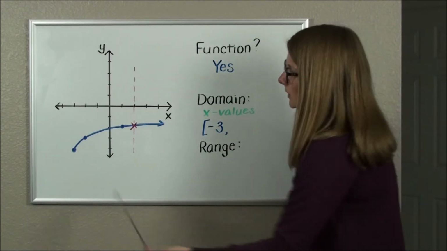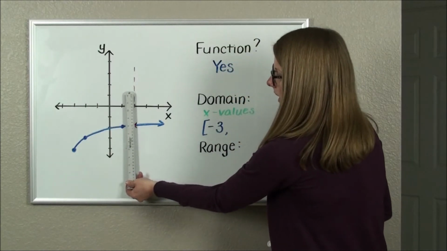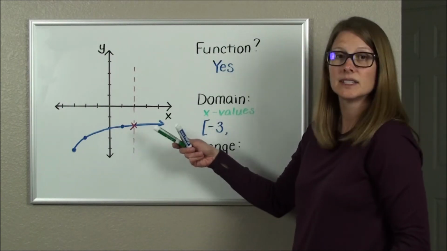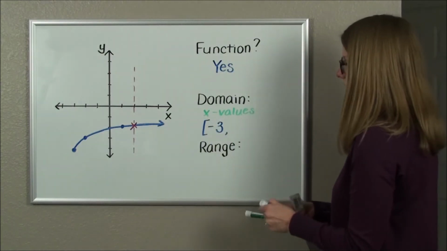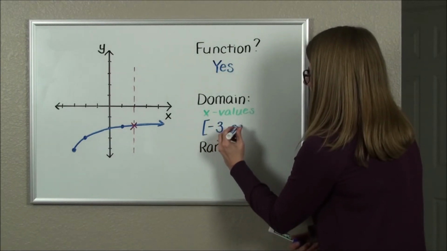And then I'm going to continue from the left to the right. I continue to see a picture, and while I might not visually see a picture here, I know that that arrow indicates I'm continuing in that same fashion forever, and so my domain will continue all the way to infinity.